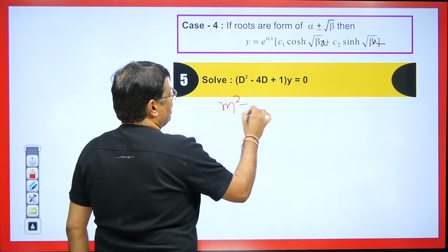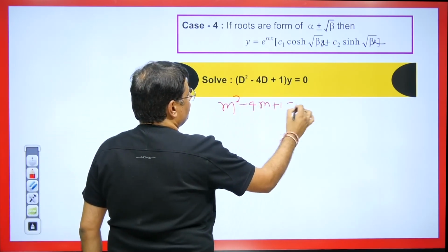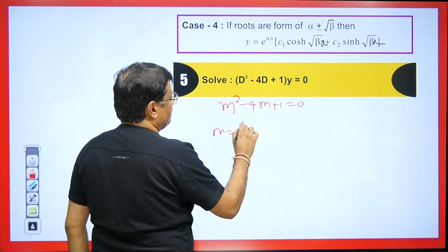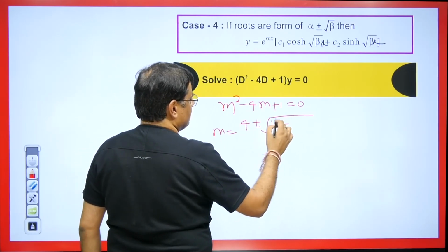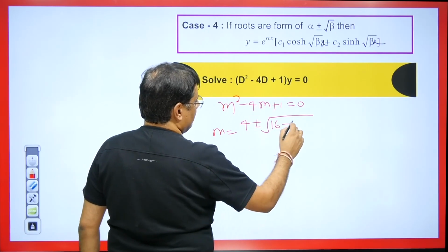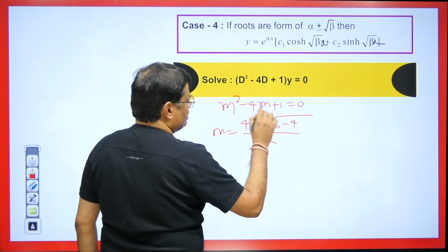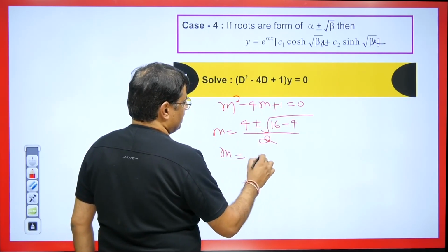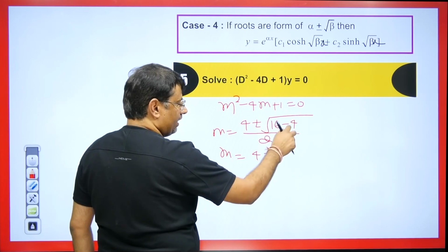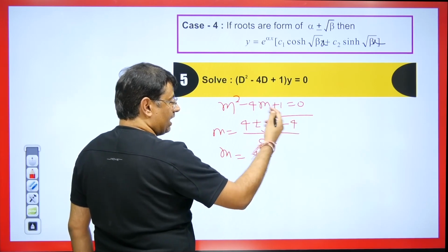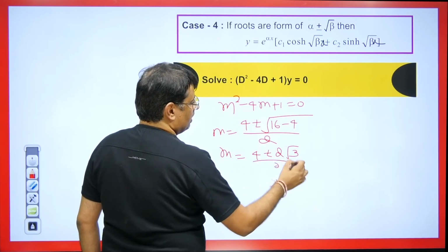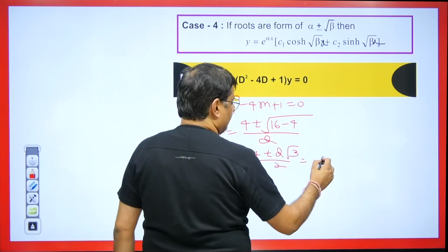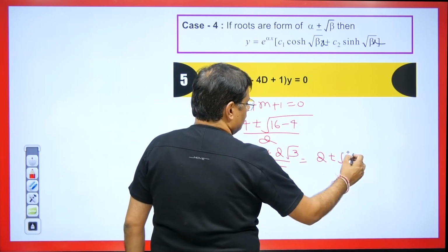Now see another example. m square minus 4m plus 1 equals 0. You know the value of m will be 4 plus minus root of b square, which is 16, minus 4ac, divided by 2. So here m is equal to 4 plus minus root of 12. We can write this 12 as 4 into 3. So take out root 4, that is 2, and it becomes root 3. Now we will simplify it. So this will become 2 plus minus root 3, right?